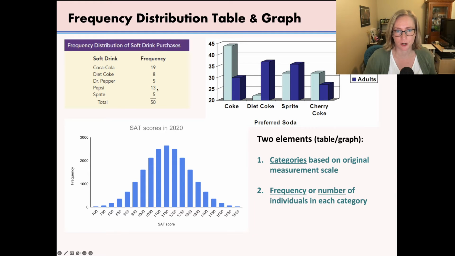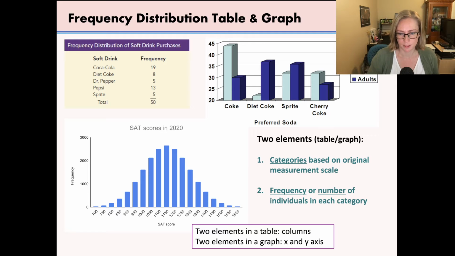Frequency is going to be its own column. You can very quickly see how many people are in each. Here, your frequency is almost always going to be the y-axis, very commonly. Especially when we talk about scientific journal articles, frequency is almost going to be on the y-axis. But I'll show you some examples where it's not, especially in popular magazines or websites, where it's actually going to flip it. But regardless, you need these two elements, whether it's a table or a graph. You need the categories and you need the frequency, or the number of people in each.